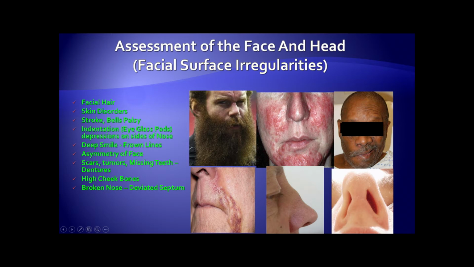We're going to look for scars, tumors, missing teeth, dentures, high cheekbones, broken noses, and deviated septums. All of these irregularities can have profound effects upon the success of using a particular type of mask.